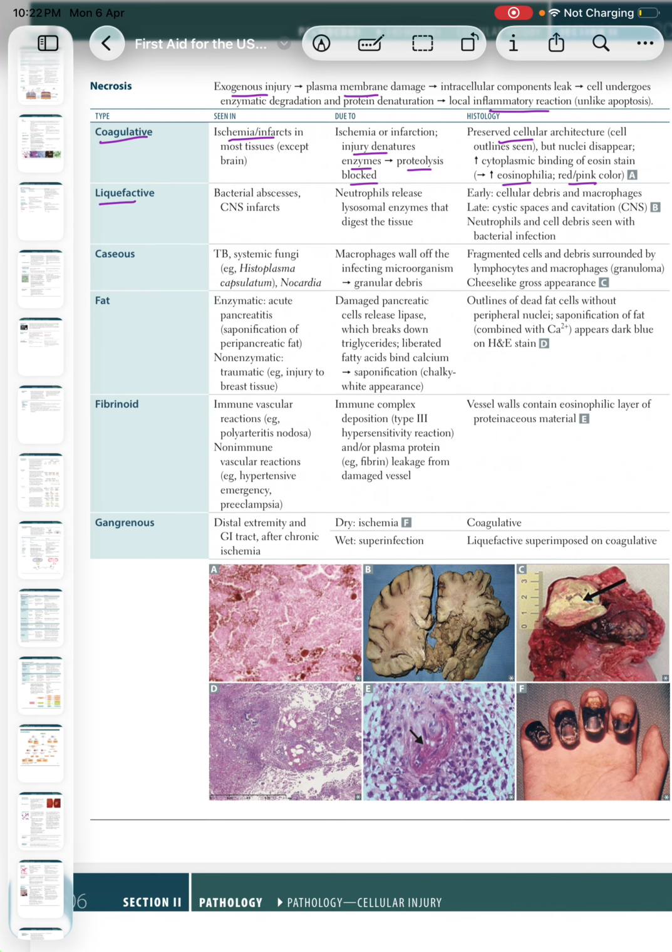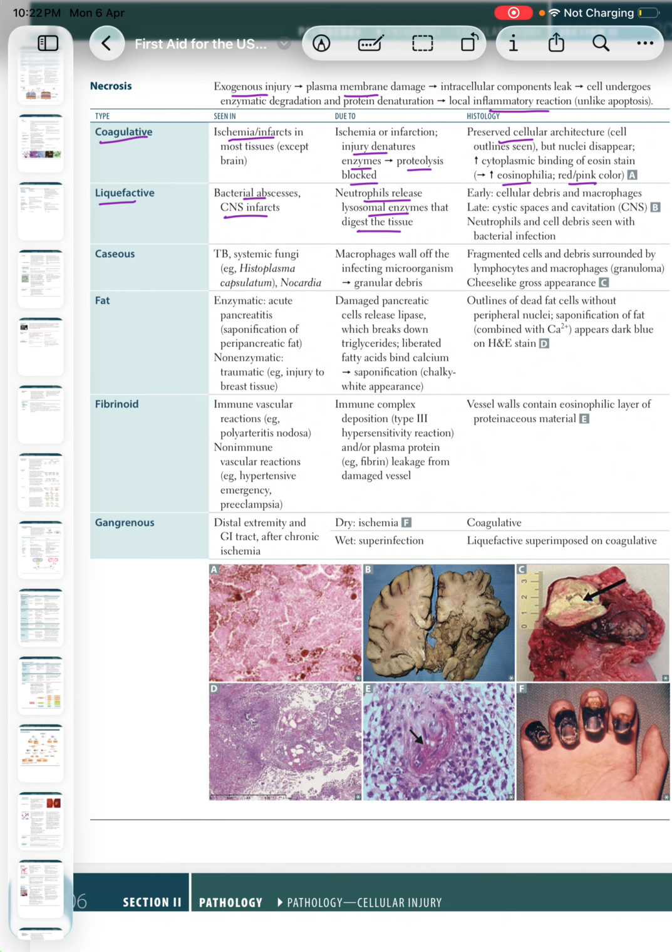Now, liquefactive necrosis. Liquefactive necrosis is seen in bacterial abscesses and CNS infarcts. Whenever there are bacterial abscesses or infarcts in the CNS, it is a liquefactive necrosis. What happens? The neutrophils release lysosomal enzymes, and the lysosomal enzymes digest the tissue.